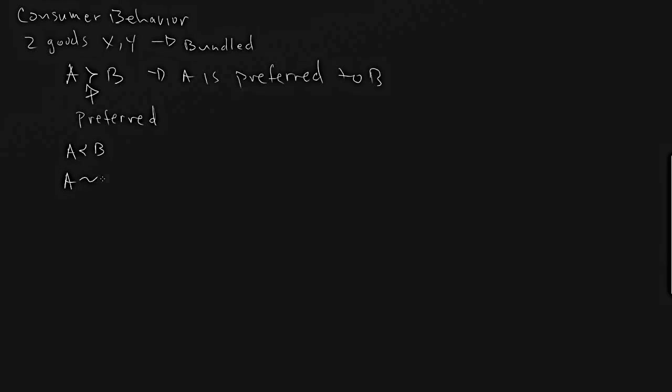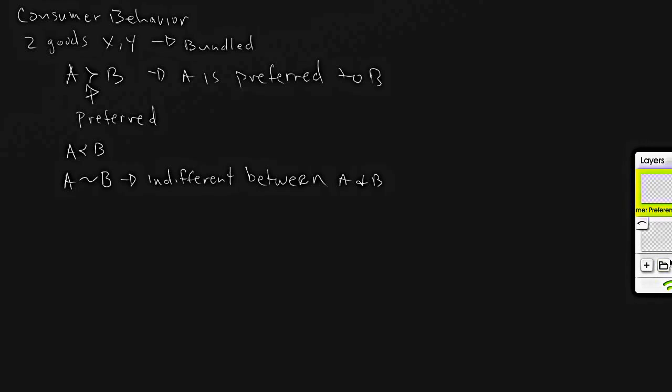And lastly, if we have this little A tilde B, we'd say that we're indifferent between bundles A and B. So that means we don't really prefer one over the other. We could just as easily take bundle A or bundle B. Okay, so now that we've laid out these little rules, let me add another layer here.